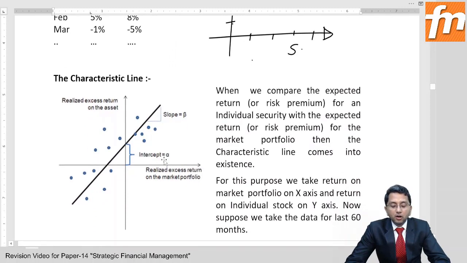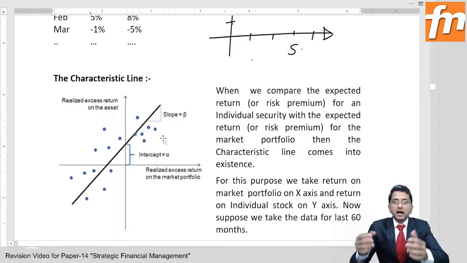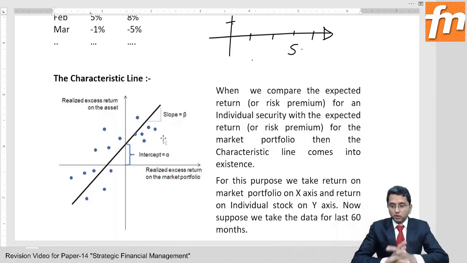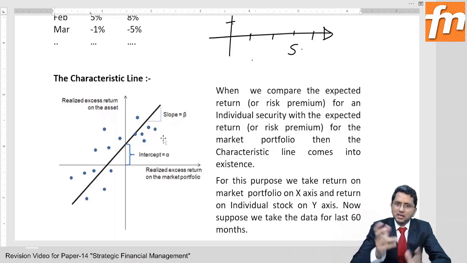Once you have 60 dots, blue dots like this, then if somebody asks you to join all these points with one single straight line, you can't join them because they are not on a straight line. But definitely you can draw a trend line, a line of best fit, a regression line, a characteristic line, many names.